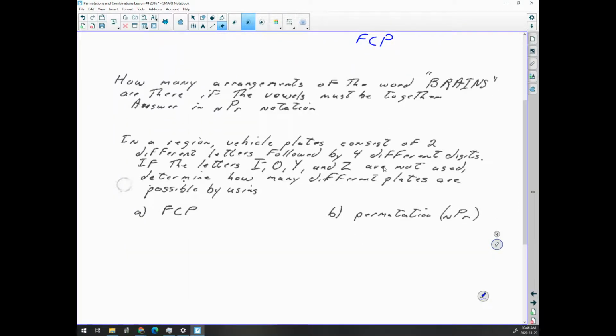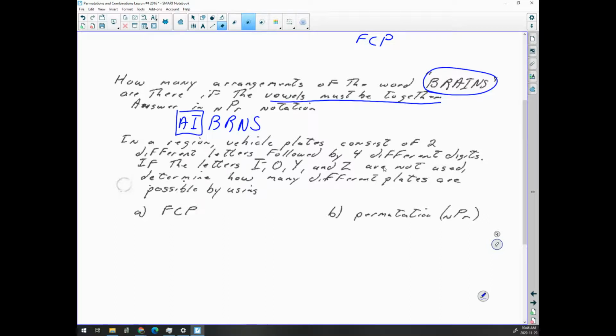Now, how do we do this when we have another problem? We got the word brains here, 6 letters, but we want the vowels to be together. So before we go to answer any of the other stuff, we have to take our problem and see what we can do. We got to get the vowels together. So I'm going to make up a new Scrabble tile that's consisted of A and I, our 2 vowels. That leaves us with B, R, and S.